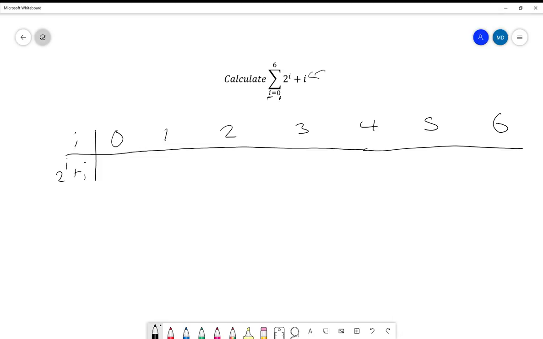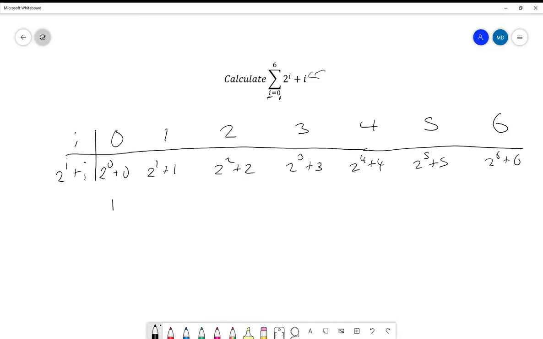Now if I put in 0, I get 2 to the power of 0 plus 0. Notice there are 2 i's in there. Nothing wrong, just make sure to put the i in both places. 2 to the 1 plus 1, 2 squared plus 2, 2 to the 3 plus 3, 2 to the 4 plus 4, 2 to the 5 plus 5, and 2 to the 6 plus 6.